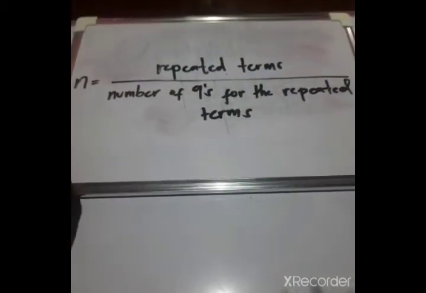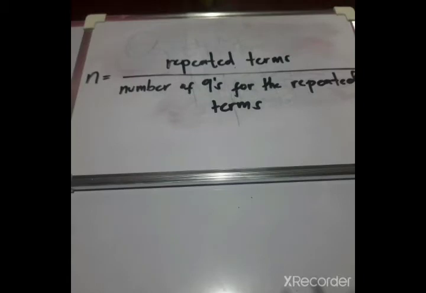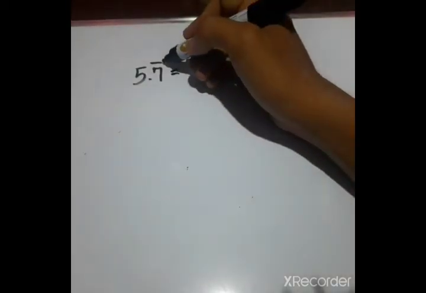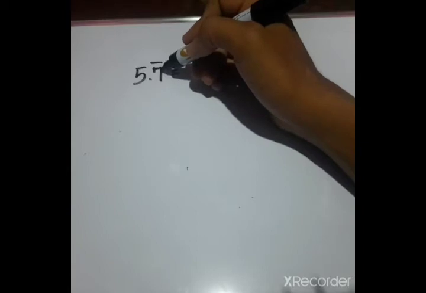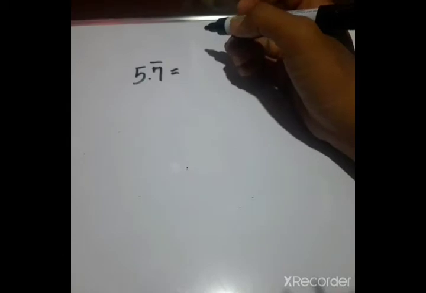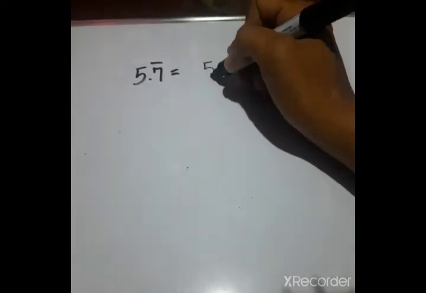If our decimal is a non-terminating repeating decimal, we will follow this formula, wherein n is equal to the repeated terms over the number of 9s for the repeated terms. Okay, so let's try this. 5.7 with vinculum. But why do you think 5.7 is a non-terminating repeating decimal? Very good. It is the presence of the vinculum, which means that 7 is a repeating term. But for a while, we will separate first 5.7. Why? Because 5 is a whole number.